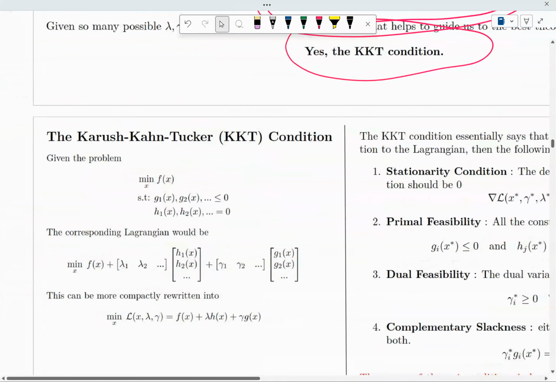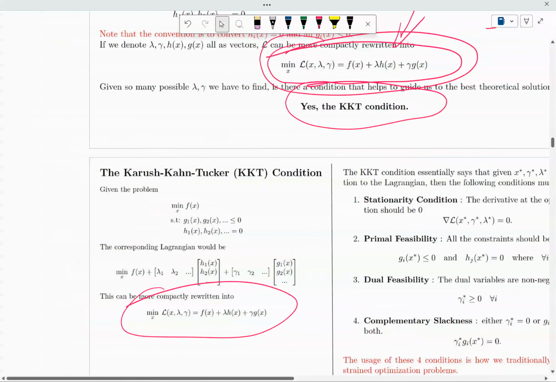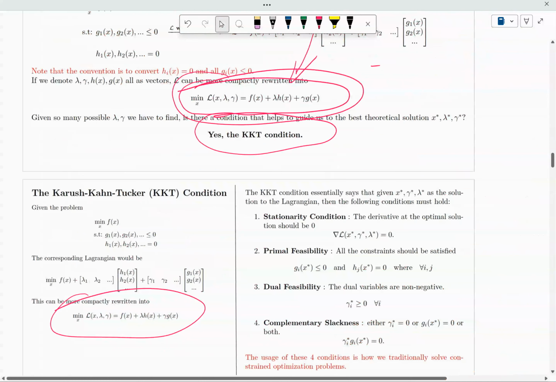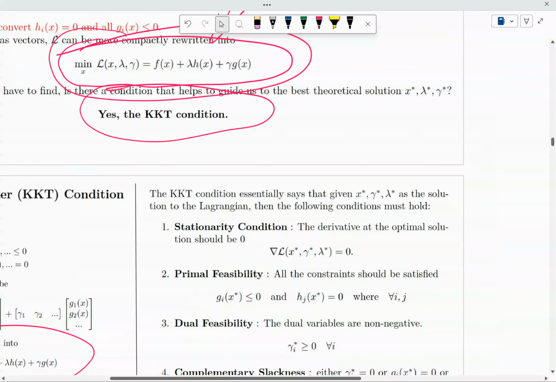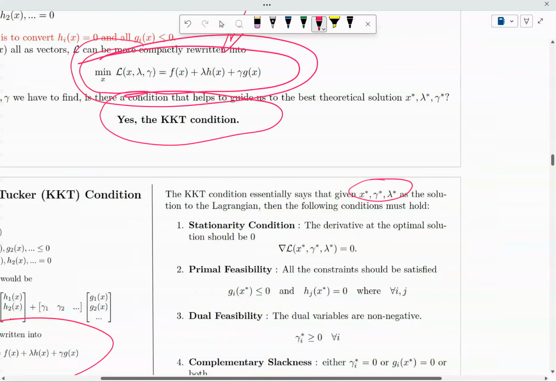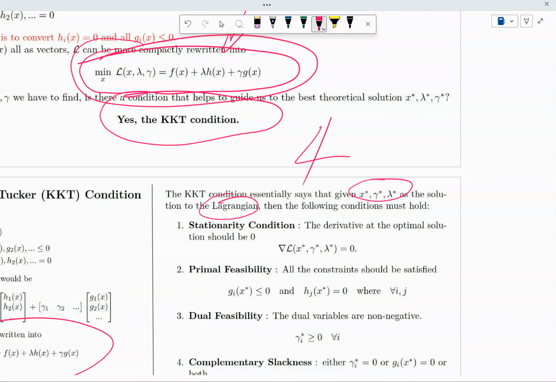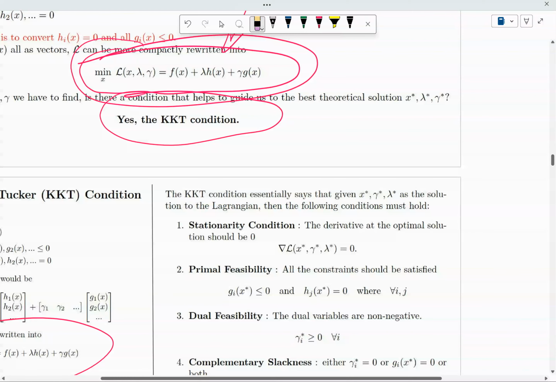Which can be written into a Lagrangian. The KKT conditions say that in order to find the optimal, we use the concept of a star: the optimal x, optimal gamma, lambda. This is the best solution, marked with the star. Given this is the solution, then for the Lagrangian, four conditions must be satisfied, no matter what. If you use these four conditions, they guide you to find the solution.